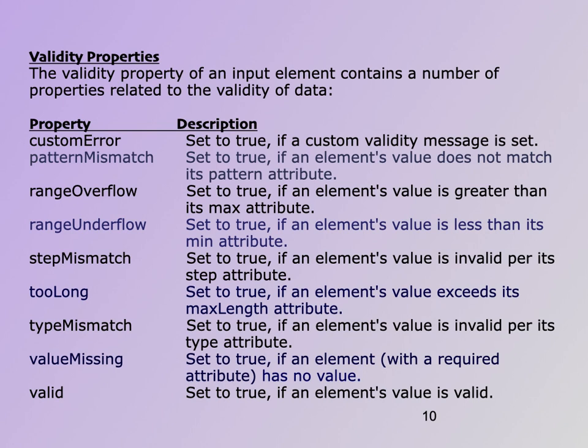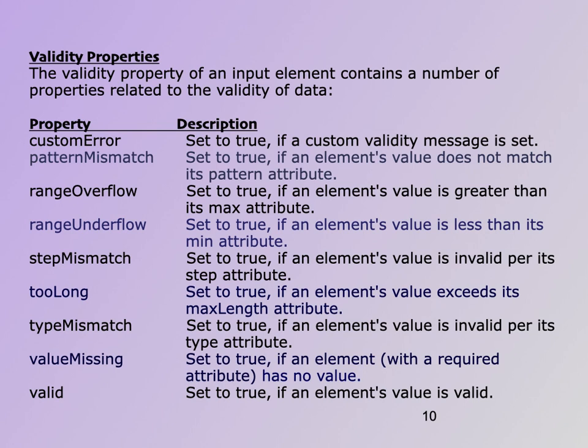Pattern mismatch is set to true if an element's value does not match its pattern attribute. For example, an email includes the @ and dot symbols, for example, fisat@fisat.ac.in. Suppose there is no at the rate symbol and dot symbol, then it is not a valid one. So the pattern is not correct, so we can set a particular pattern. So pattern mismatch is the property that is set to true if an element's value does not match its pattern attribute.